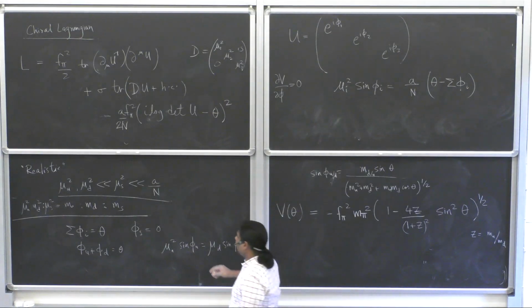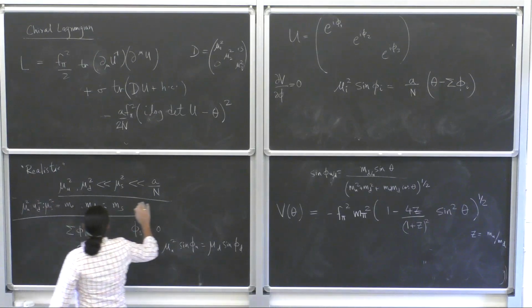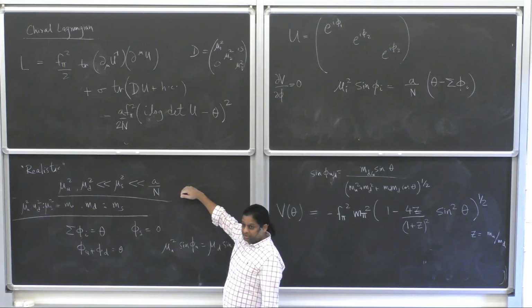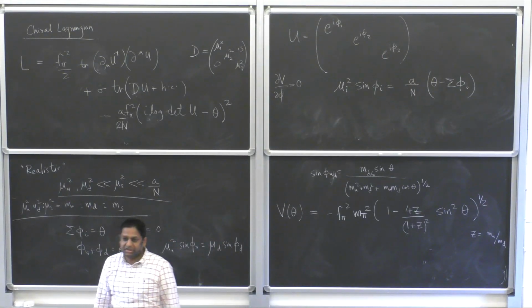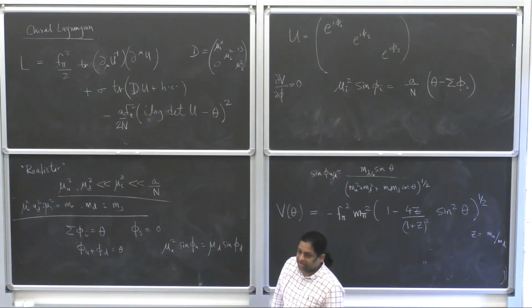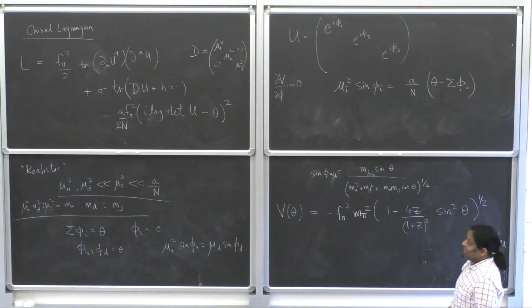In the real world, it's not totally clear. That's why this "realistic" is in quotation marks, because what we've been doing is keeping only the leading order 1 over n term for the eta prime Lagrangian. That may or may not be the right approximation, and so this is qualitative, at least to that extent. Question, yes? So in this discussion, A is just a free parameter.